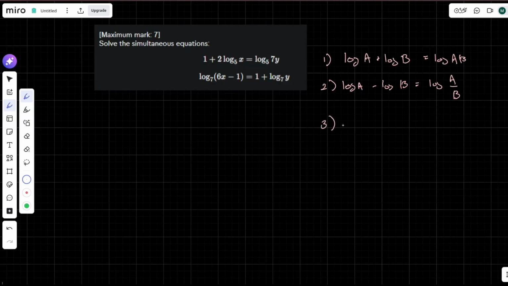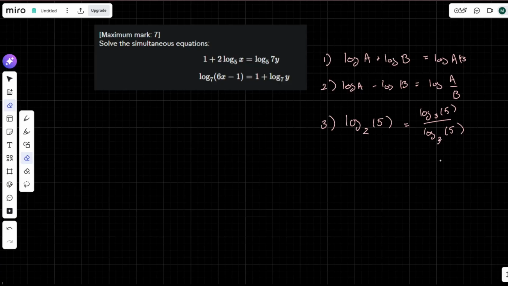We're also going to have, let's see, if we do log base 2 of 5, we could write this as log base 3 of 5 over log base 2 of 5. The reason this is helpful, it's a change of base formula. So this should be a 3 as well. I've actually written that incorrectly, so it should be log base 3 of 2 down here.